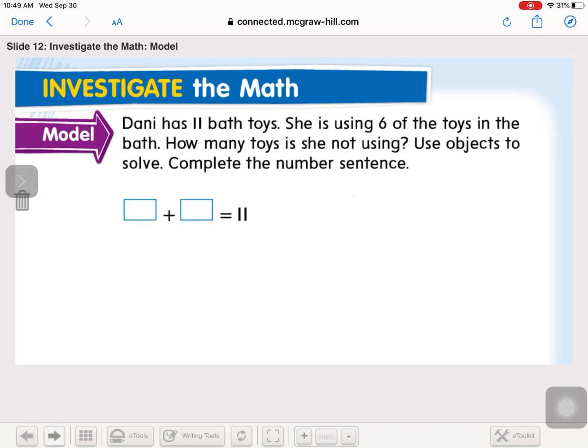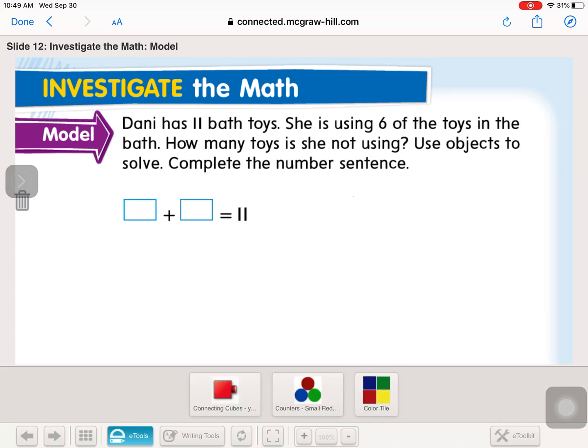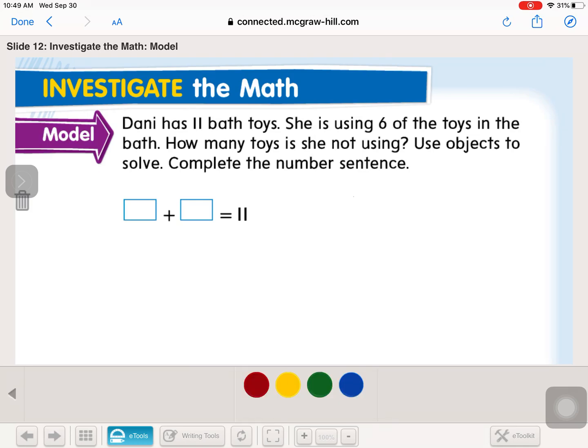All right, so let's do some investigating. Danny has 11 bath toys. She is using 6 toys in the bath. How many toys is she not using? Use objects to solve. Complete the number sentence. So let's use our objects to solve first, and then we can complete our number sentence. So it says that she has 11 bath toys, but she's using 6 of them. So let's put out 6.